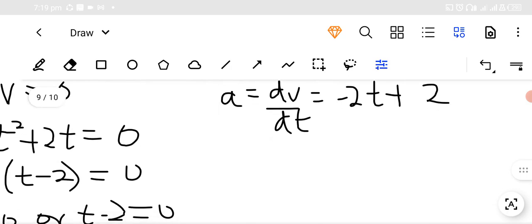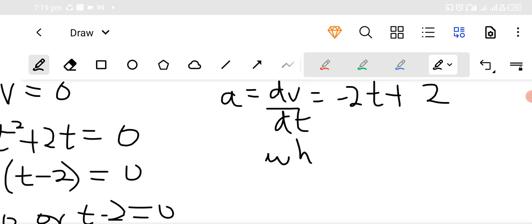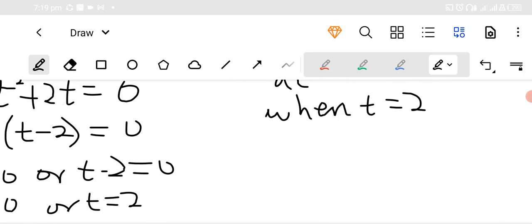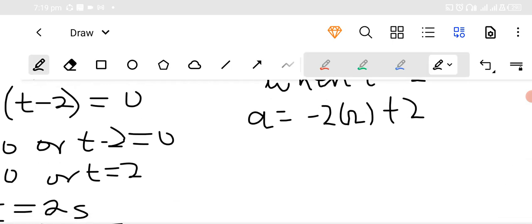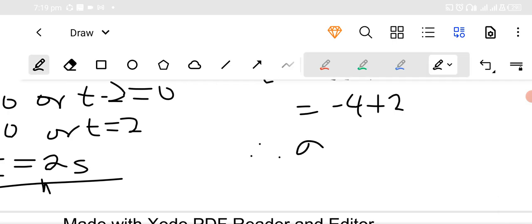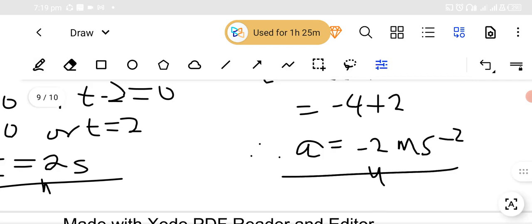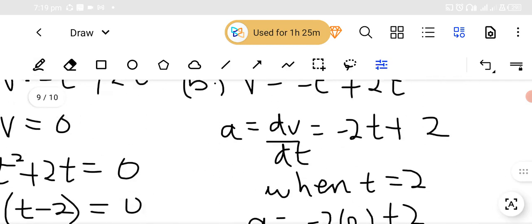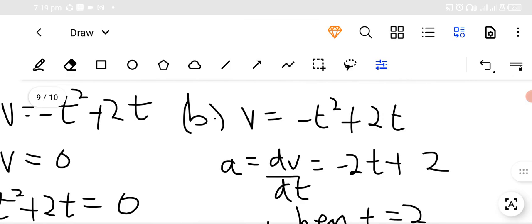They were saying at Q, and we know when t is equal to 2, acceleration is equal to negative 2t plus 2, which is negative 2 times 2 plus 2. So it's going to be equal to negative 4 plus 2. Therefore, acceleration is going to be equal to negative 2 meters per second. You can say second squared, like that. As simple as that. Negative 2 meters per second squared.